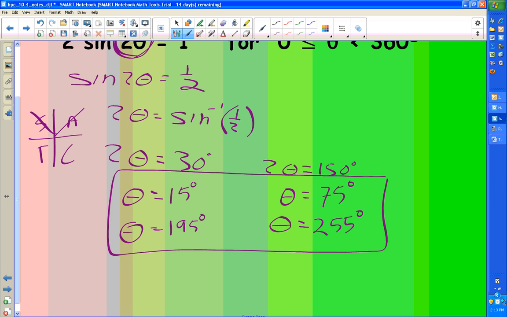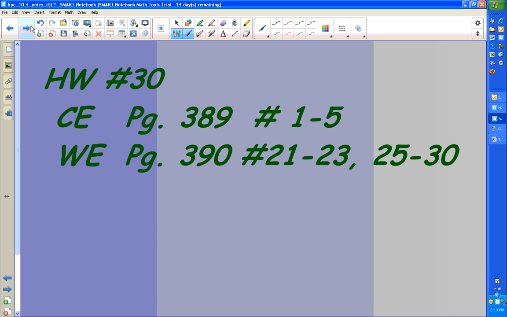Well, if it's 2 theta, it's half the period. The period's 360, half is 180. If it was 3 theta, you'd add 120. If it was 4 theta, you'd add 90. Over and over again until you go out of bounds. Everybody good here? So this is what you're going to be working with.